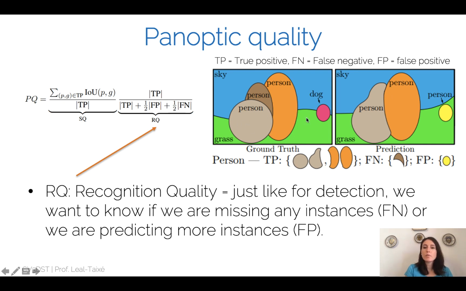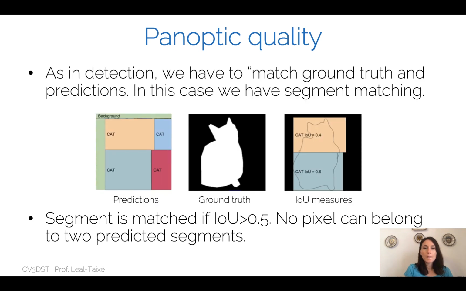We would have this light brown person matched, we would have the orange person matched, but this dark brown person is actually not found in your prediction, therefore it is a false negative. And at the same time, we have a false positive from this person, which is actually in the wrong class. So the prediction is the wrong class. So all this match, false positives, true positive computation needs to be done in a similar way as we did for detection. So essentially there needs to be a way to match ground truth and predictions.